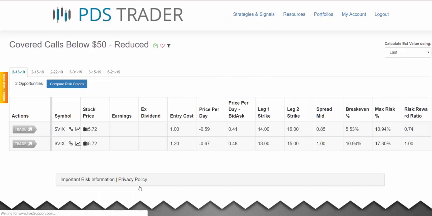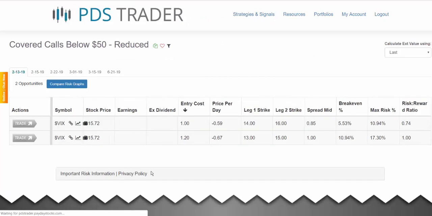Depending on your internet speed, it's going to take anywhere from 15 seconds to maybe as long as 45 seconds to come up with all of the opportunities, because it's coming up with all of the opportunities for the following expiration dates. As you can see, these are all divided by expiration day. So we have 2/13, 2/15, 2/22, 3/1, 3/15, et cetera.